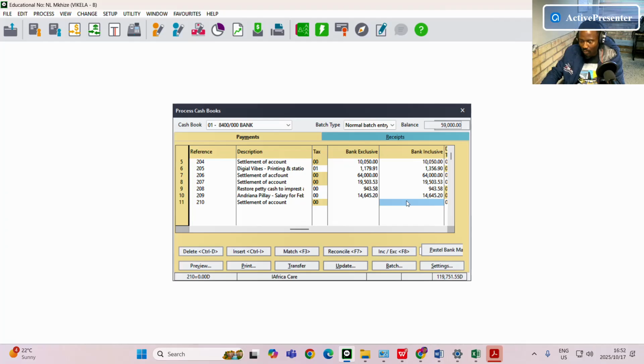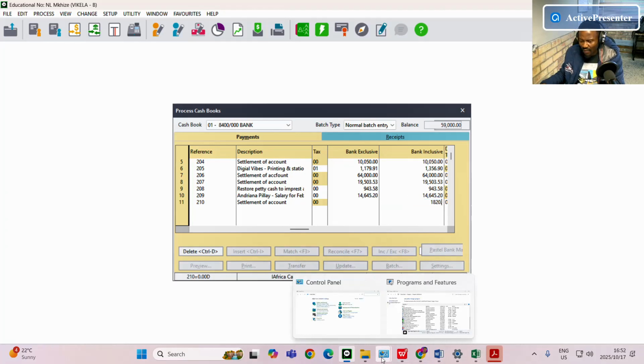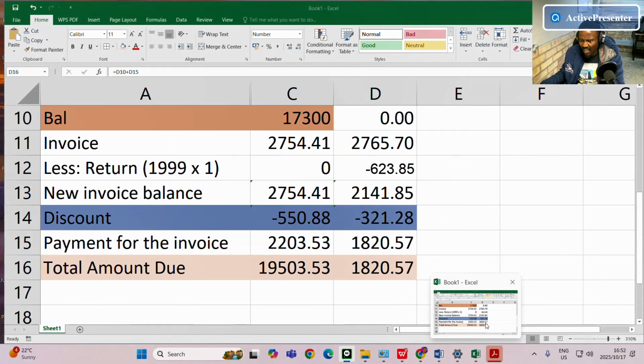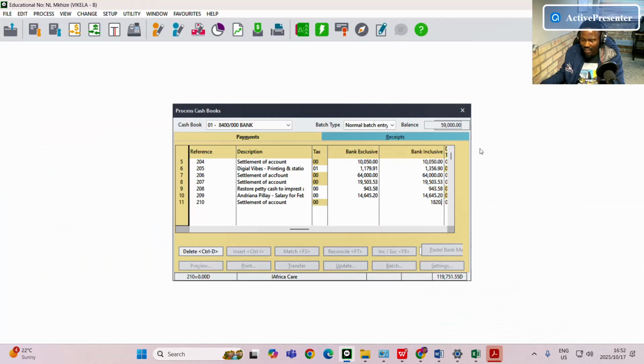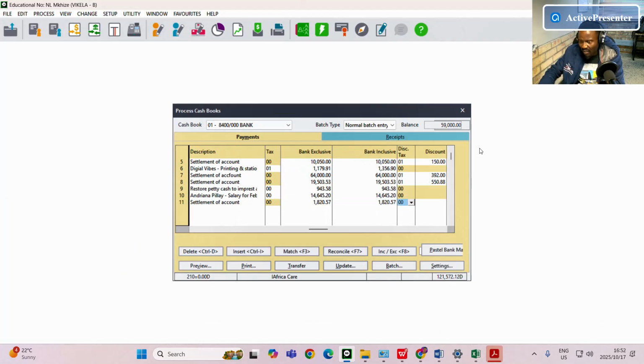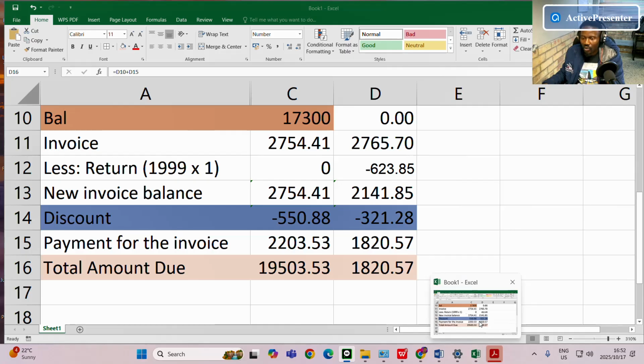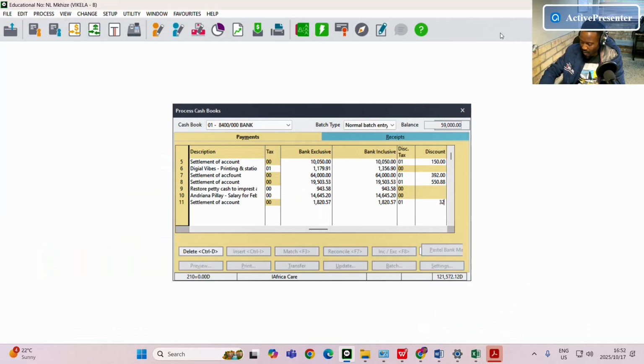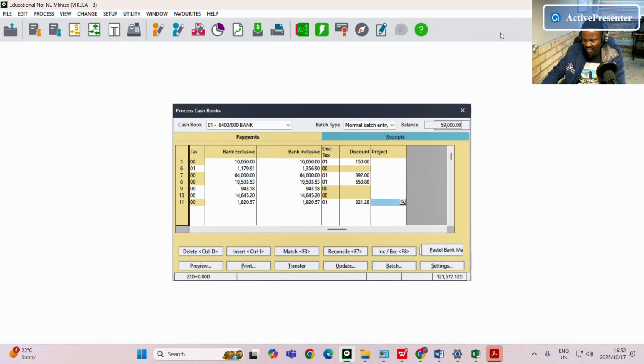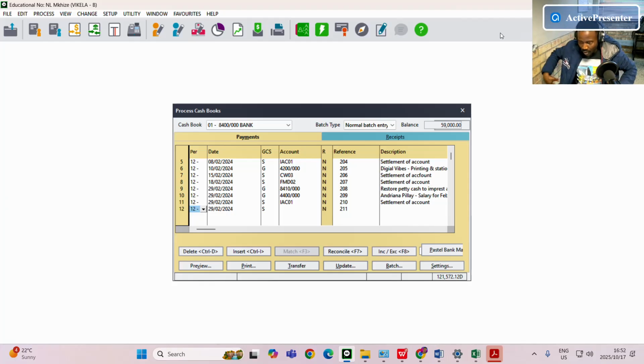So the amount to put is 1,820.57, if I'm not mistaken. We have a discount, so we need to put the discount tax. 1, enter. Let me check the discount: 321.28. Yep, it looks like we are done with the amounts which are on our books.